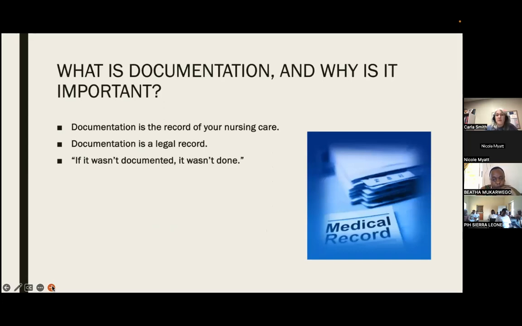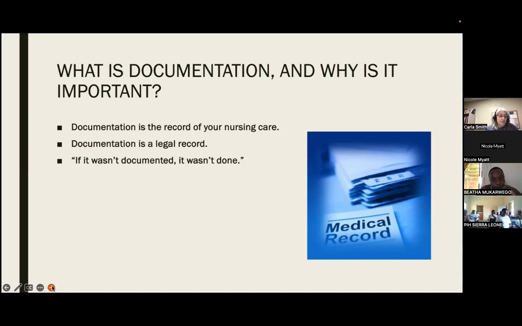What is documentation? We're going to jump into this topic now, and why is it important? I really like to talk about documentation when we talk about the nursing process because I really feel strongly that they do go hand in hand. Documentation is the record of your nursing care. It's the primary way that we as nurses demonstrate what we did, for whom, when, and with what effects.